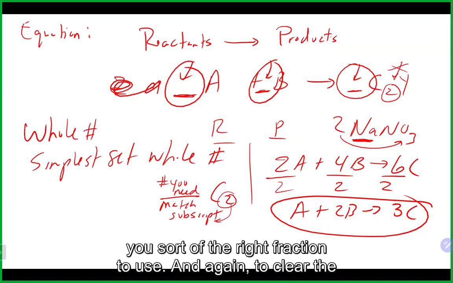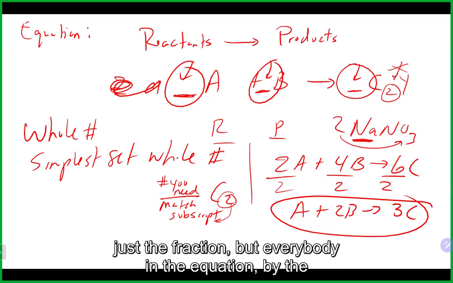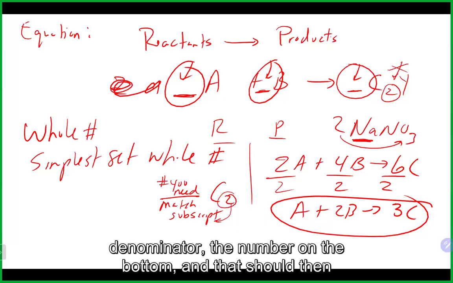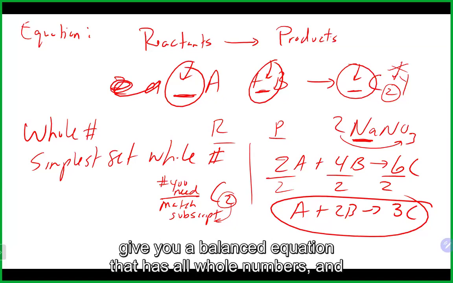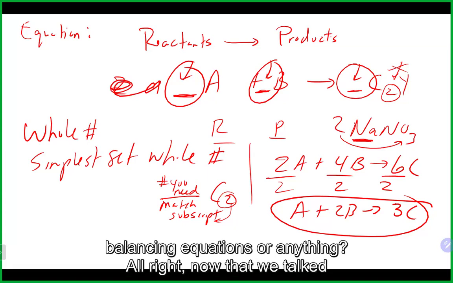And to clear the fraction, we need to multiply everybody in the equation, not just the fraction, by the denominator, the number on the bottom. That should then give you a balanced equation that has all whole numbers, and it should still be balanced at that point. Any questions on balancing equations or anything like that?